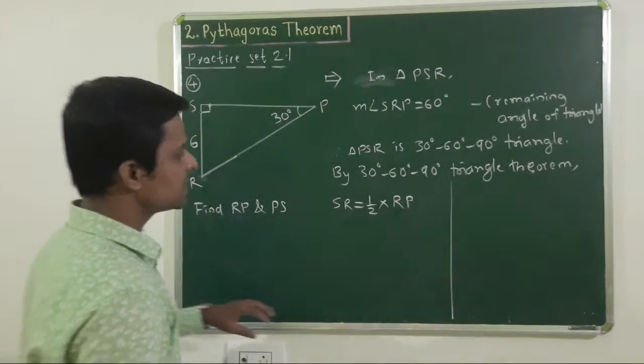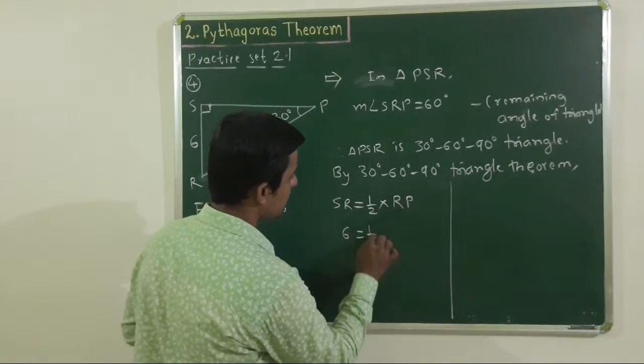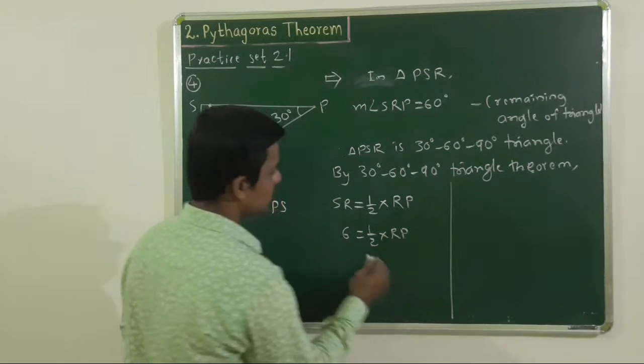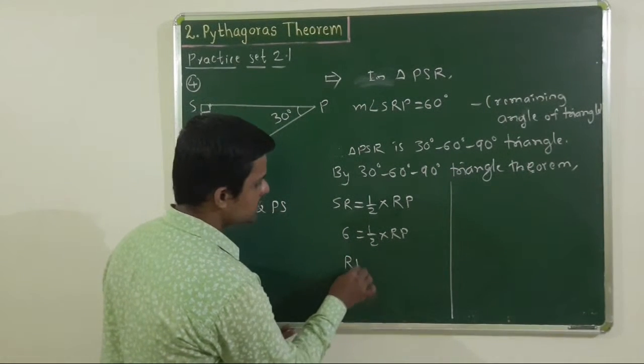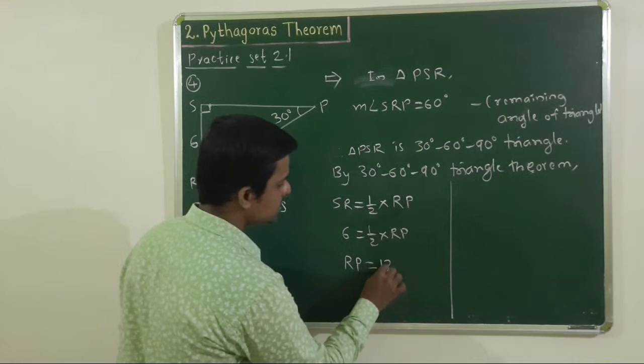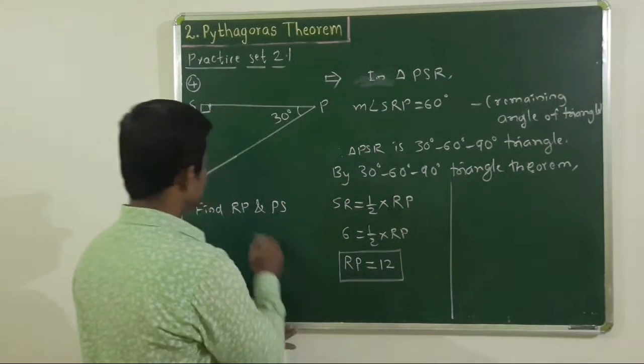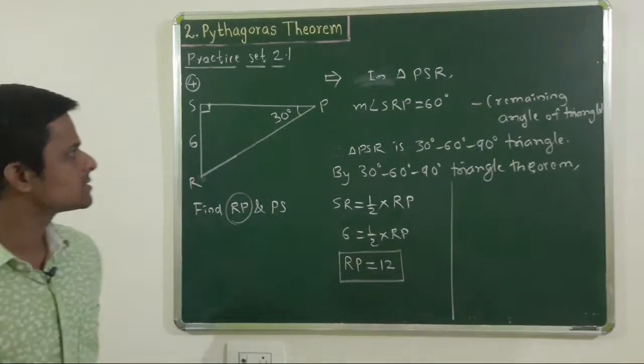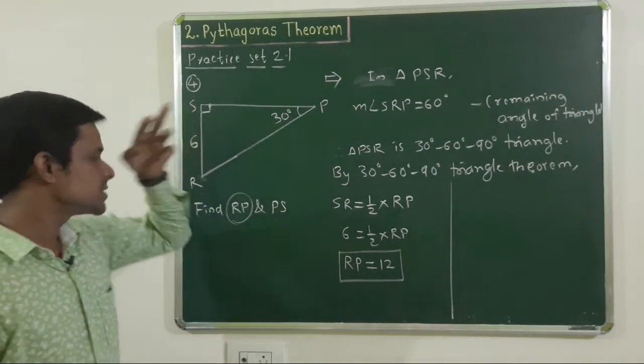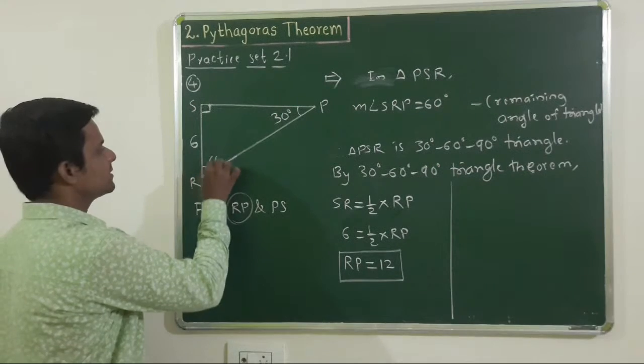But SR is given as 6, therefore 6 is equal to half of RP. Taking 2 this side, we will get RP is equal to 6 into 2, that is 12. RP is equal to 12. We got RP. Now we want PS. PS is nothing but side opposite to 60 degree. This angle is 60 degree.